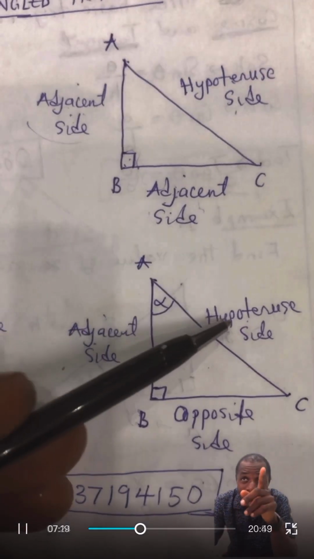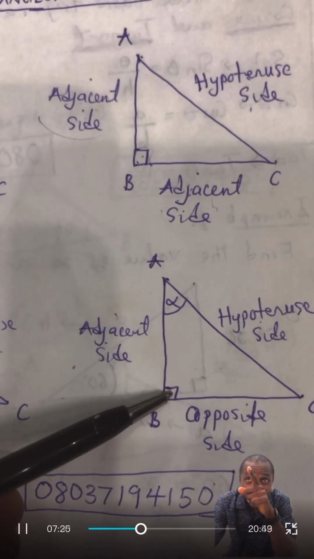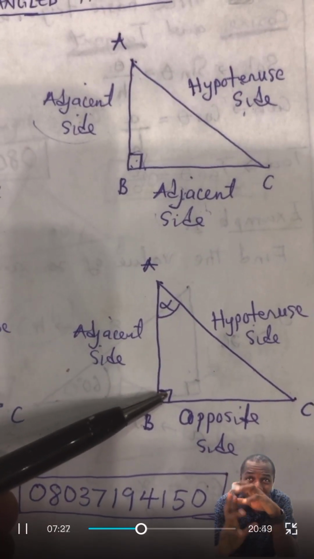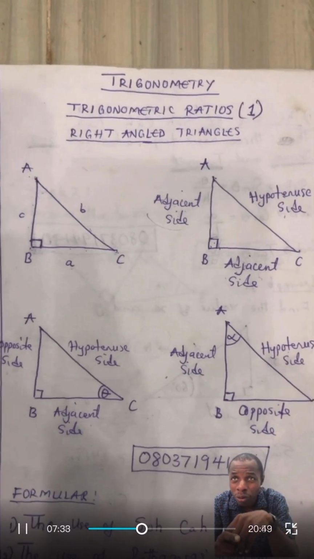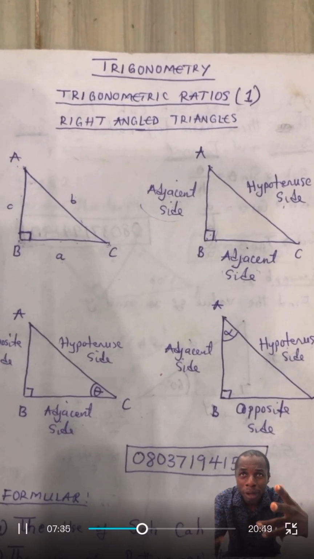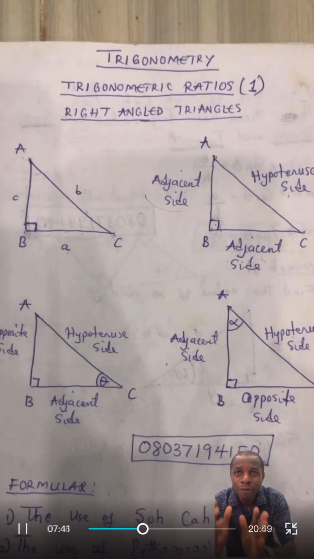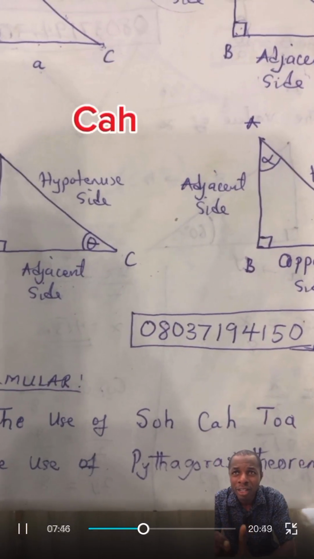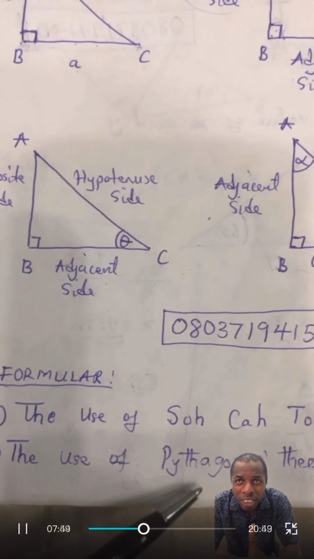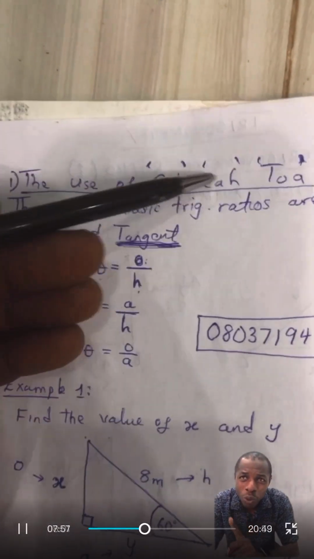So lastly, do not forget that any side facing the right angle is called the hypotenuse side. Okay, so now that we understand how to name the sides of a right angle triangle, let us move to how to solve problems related to right angle triangles. So now I have two ways here. The first one is the use of SOHCAHTOA, and the second one is the use of Pythagoras theorem. Let me start with the first one, the use of SOHCAHTOA.